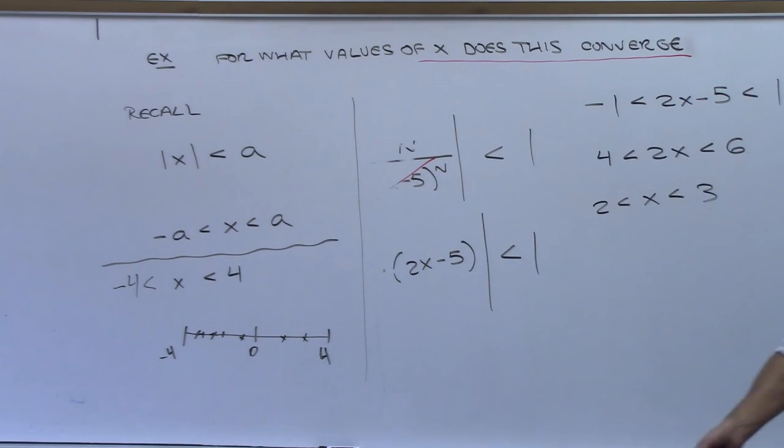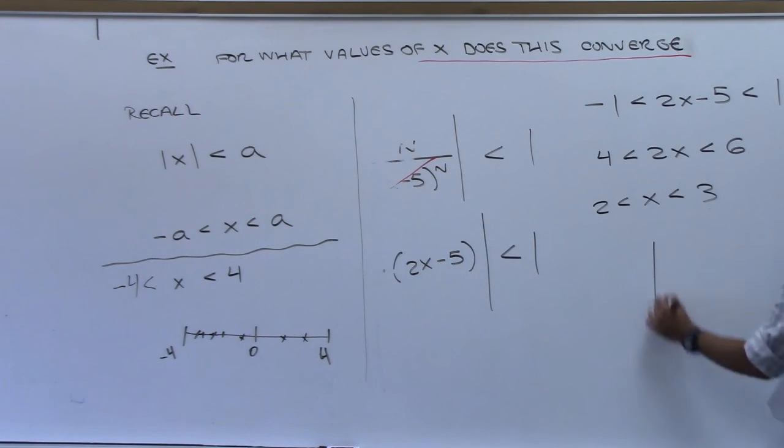This right here is the domain of the function. If we were to graph this power series that we started with, the graph would only exist between 2 and 3. Do you understand that? Are you sure you understand that? Yes. All right.